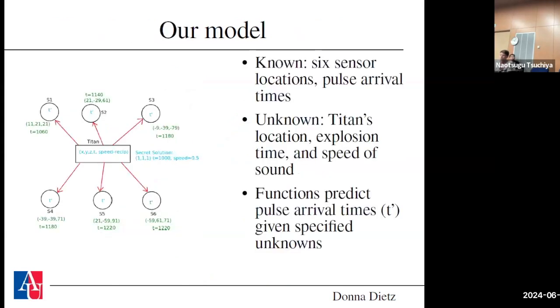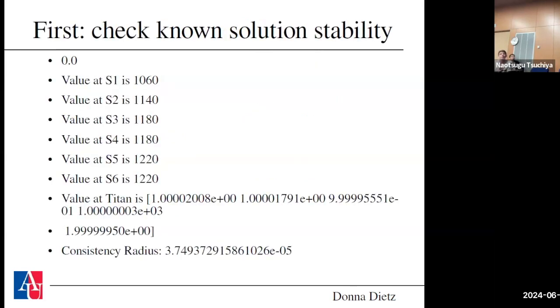Okay, so we know the 6 sensor locations and the pulse arrival times. We don't know these other things, and we use functions to predict the pulse arrival times. I will spare you those details, but they're in the code. All right, now, first we check known solution stability.